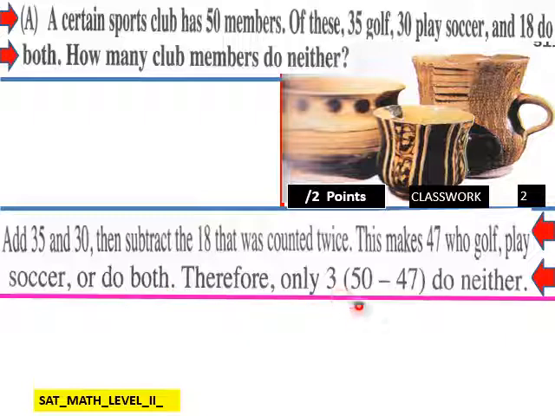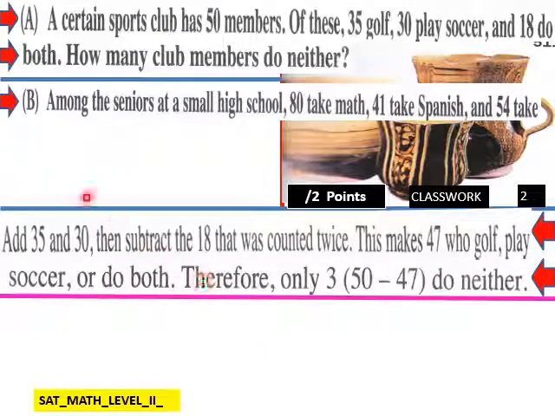Therefore, we have a total of 50 minus 47 who qualify for each one of these categories, so only 3 do neither. 3 times 3 would be 9.